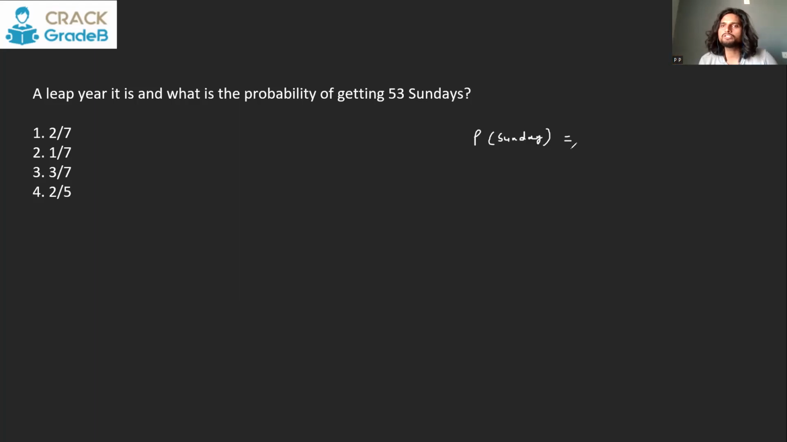So, there are total 7 outcomes. 7 days are there, out of which there is one favorable case, that is it is a Sunday. So 1/7 will be the probability of having Sunday on any random day. So same thing you have to consider in this question.